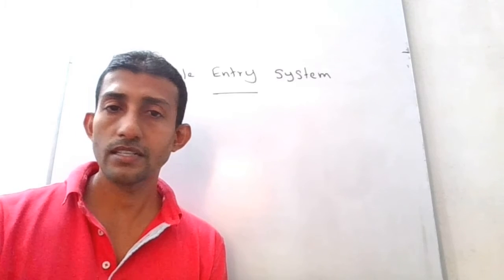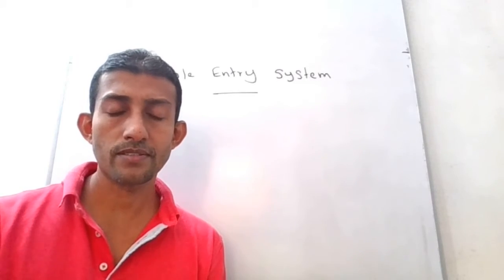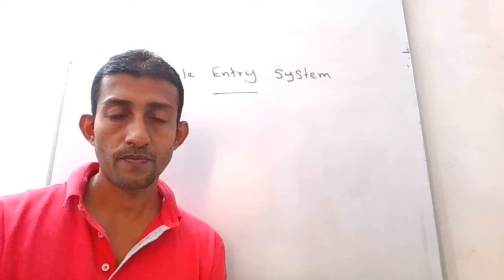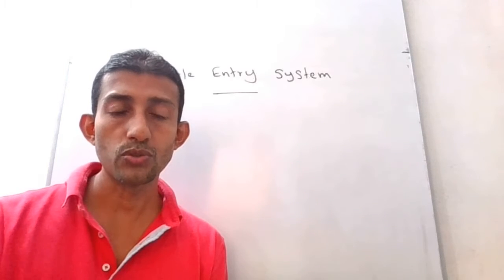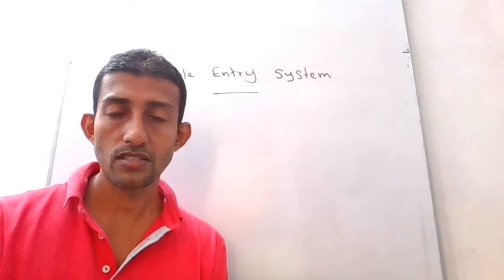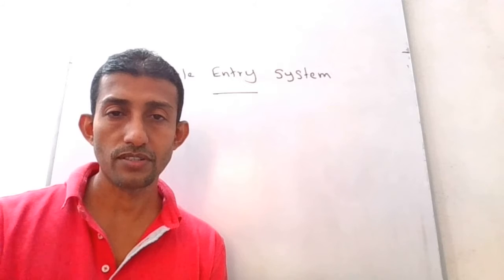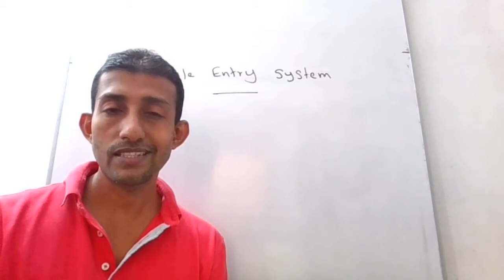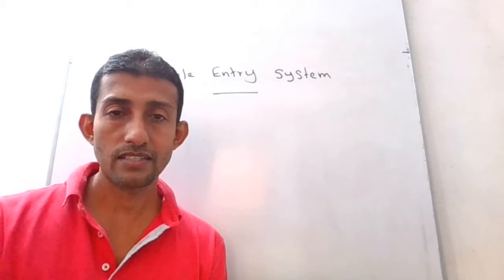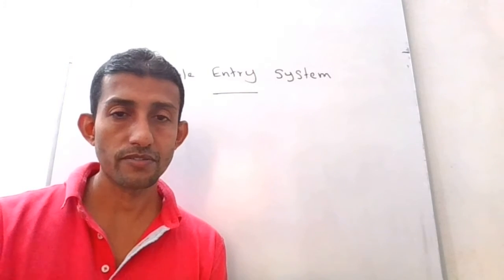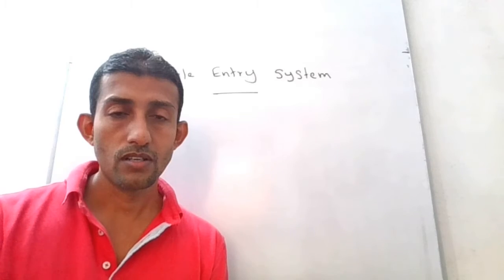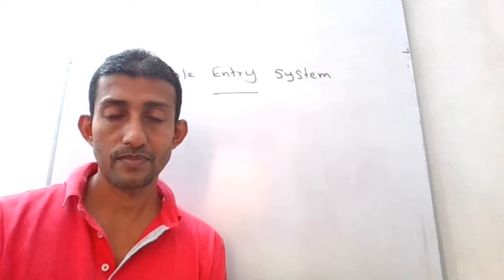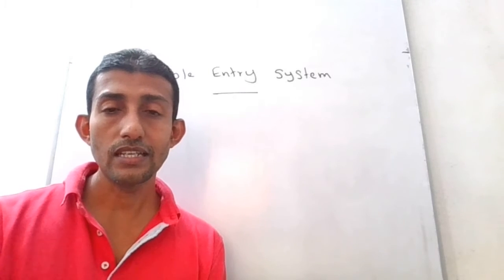Now, what is a double entry system? In a very simple context, double entry means two entries, or two effects. What are these two effects or two entries? The debit entry and the credit entry. So it says every transaction has a debit entry and a credit entry. This ledger is in the shape of a T letter, so we call it a T account.